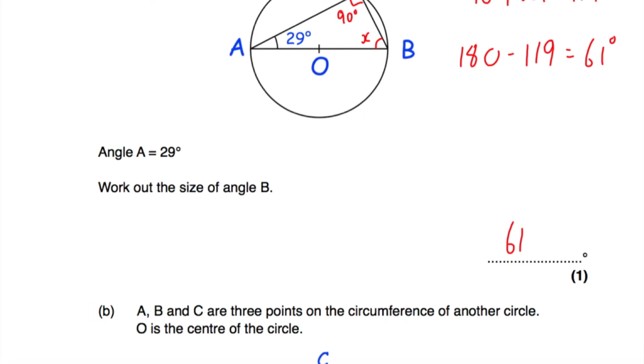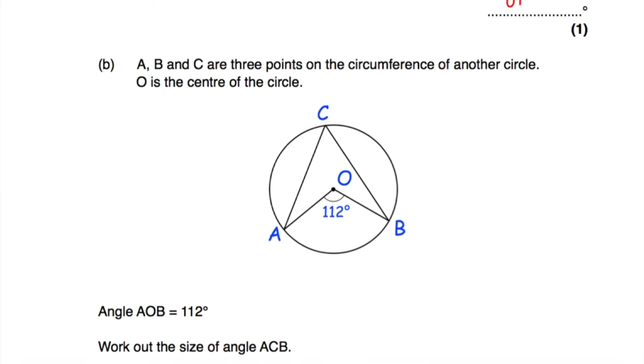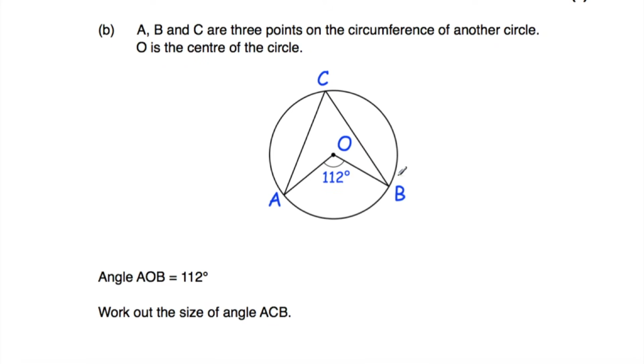So 61 degrees. Okay, part B. Part B says A, B, C are 3 points on the circumference of another circle, and O is the center again of the circle. And we've got this angle, angle AOB, this angle is 112 degrees. And we've been asked to work out the size of angle ACB.